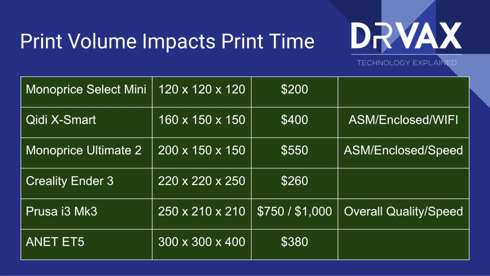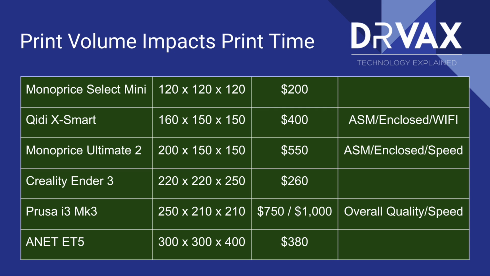I have the Monoprice Ultimate 2, which is $550. Also expensive. Why is that printer expensive? Well, it's a direct extruder printer and it's fast. The only printer as fast as the Ultimate 2 in my lab is the Prusa i3 MK3. I have a couple Creality Ender 3s. You'll see those are the next size. That's a very well-priced printer. I specifically recommend the version 2. There are advantages and disadvantages of the version 2 over version 1, but it's an excellent printer.